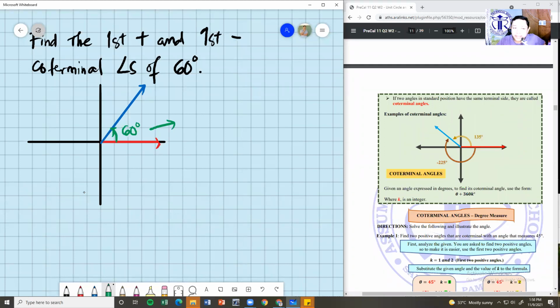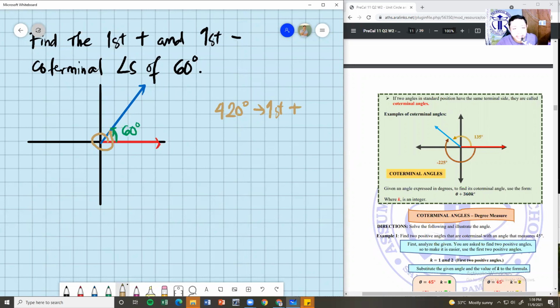Wala pa siyang coterminal. Ito yung hinahanapan mo ng ka-coterminal. So therefore, if you answered 60 a while ago, OMG, that's wrong because 60 degrees is not yet a coterminal angle of another positive. Kailangan mo yung unang ka-coterminal niya na positive. So what we need to do is to move from here up to there. That's the first positive coterminal angle. And what's that? 360 plus 60, that is 420 degrees.